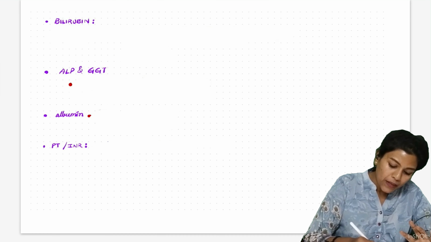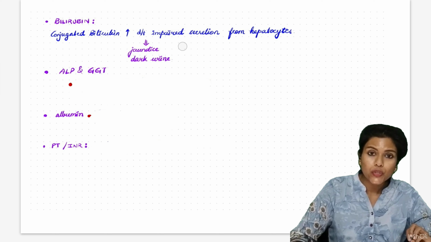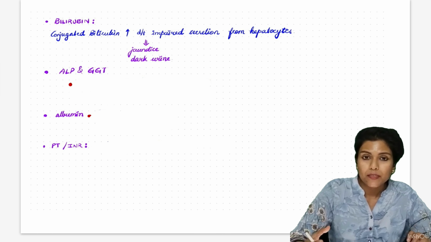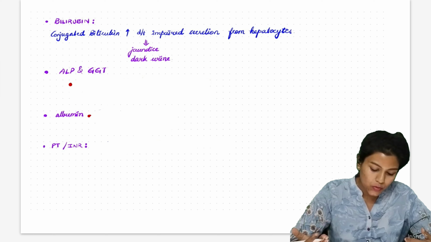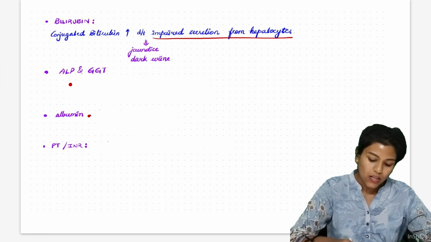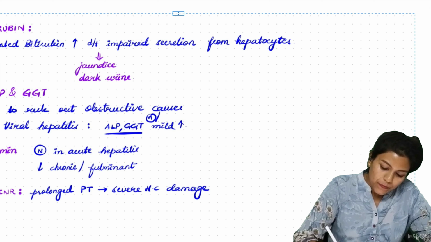Other thing is bilirubin. Conjugated bilirubin will rise. Both direct and indirect will rise, but there's predominance of conjugated bilirubin due to impaired secretion. There will be impaired secretion from the hepatocytes.